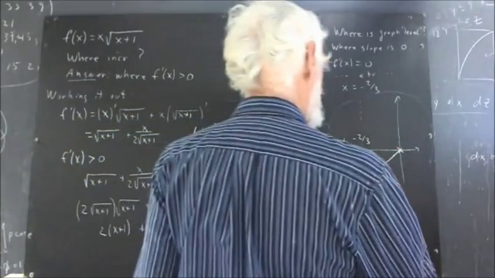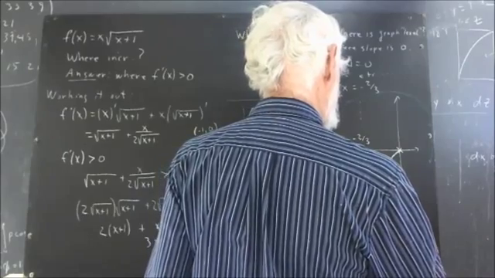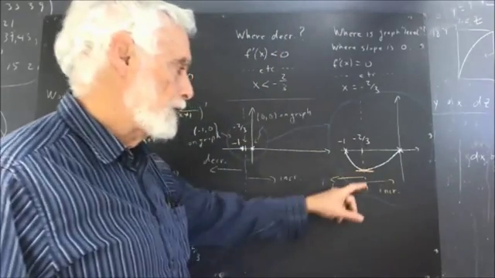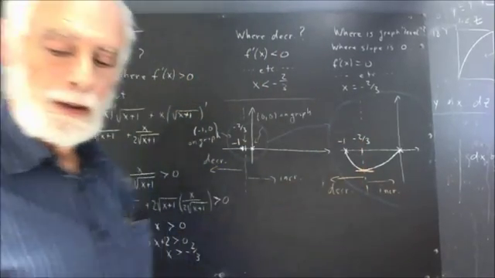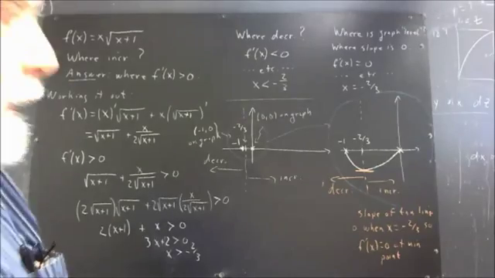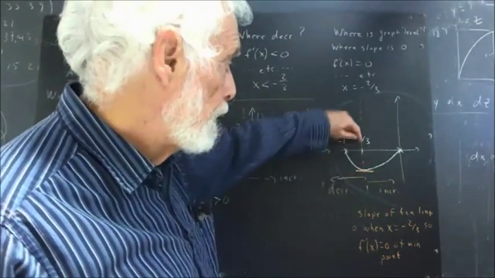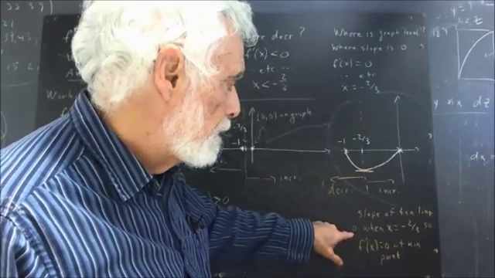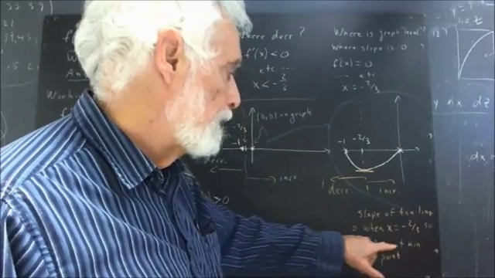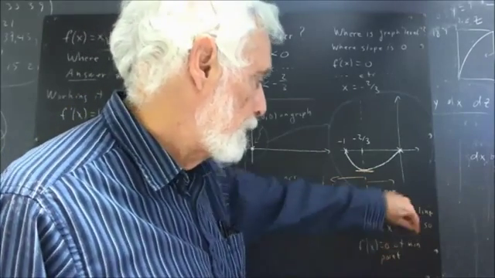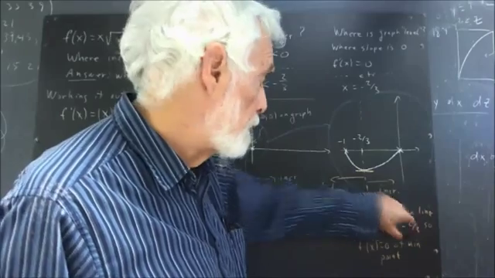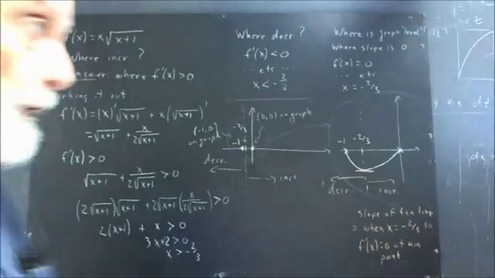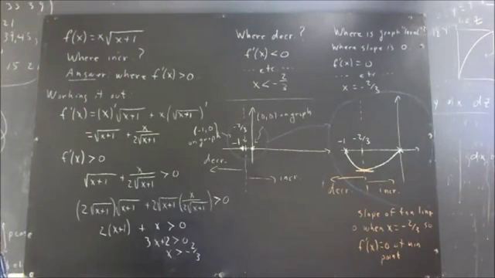I'll also comment that the slope of the tangent line is 0 when x equals negative 2/3. So the slope of the tangent line is 0 at the x equals negative 2/3 point. So f prime of x is 0 at that point, and that point is a minimum point for the function. Okay, at least a local minimum, and we'll talk more about what that means in the near future.